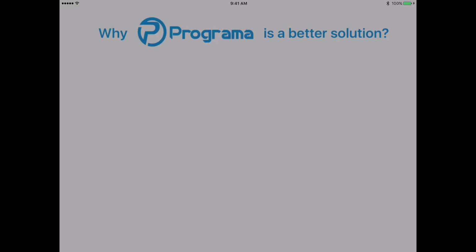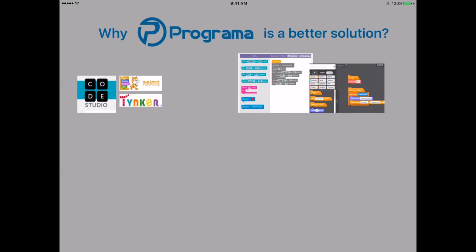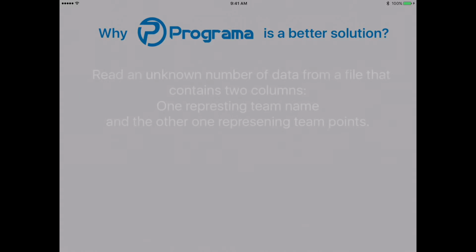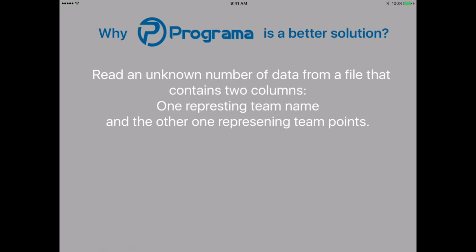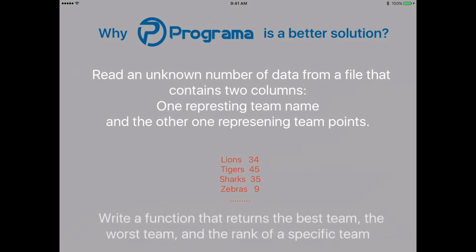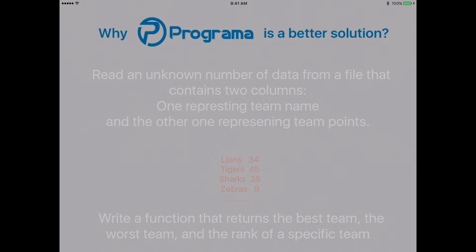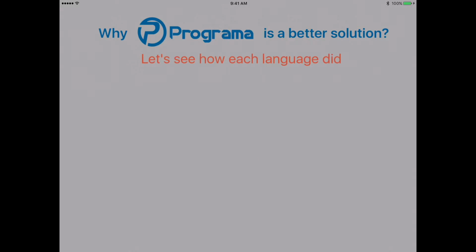Next, let's see why Programa is the easiest way to learn how to program computers. To illustrate this, we asked a group of experienced programmers to code the same program using 4 different languages: block-based languages, Programa, C++, and Java. The program was to find the best and worst teams for an unknown number of entries stored in a file, as well as the rank of a specific team. Let's see the code that was generated for each of those cases.